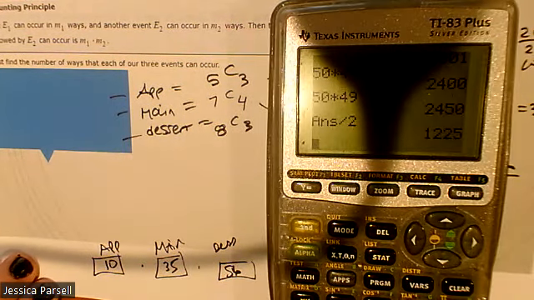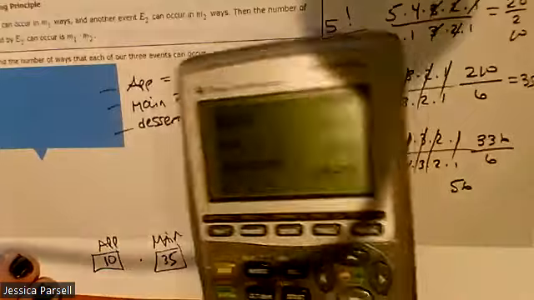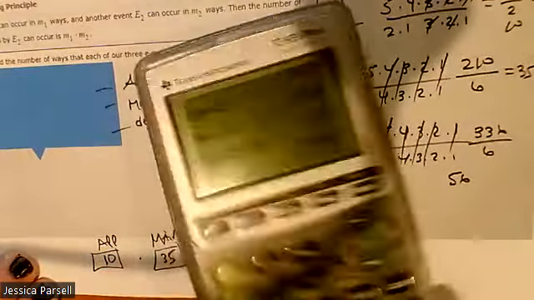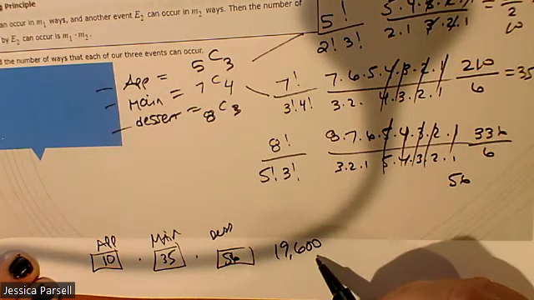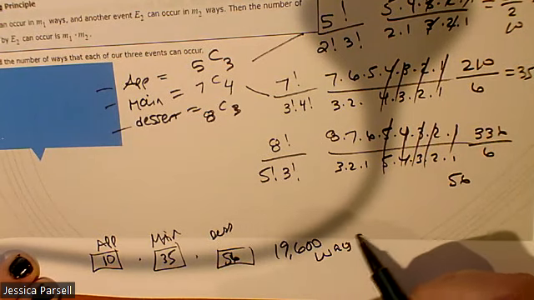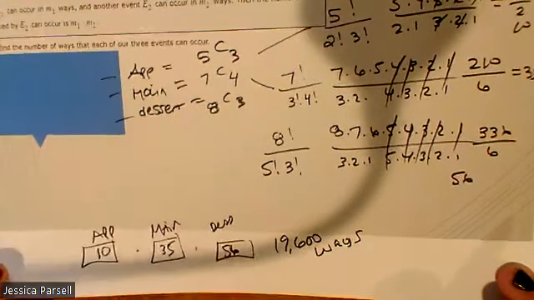So the final step you'll have to do after you get through that is multiply the 10 times the 35 times the 56, and we should get 19,000. Look at the glare on that thing, 600. 19,600 ways this could be done. That is a lot of combinations.